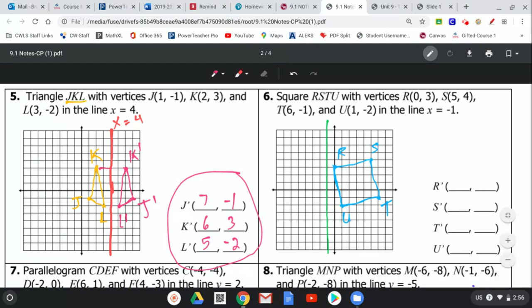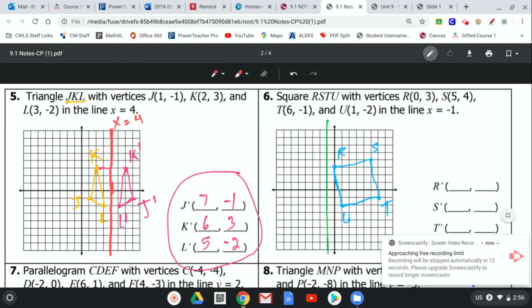If you look at number 6, it looks like we're running out of time here, so we'll have to start number 6 on the next video.